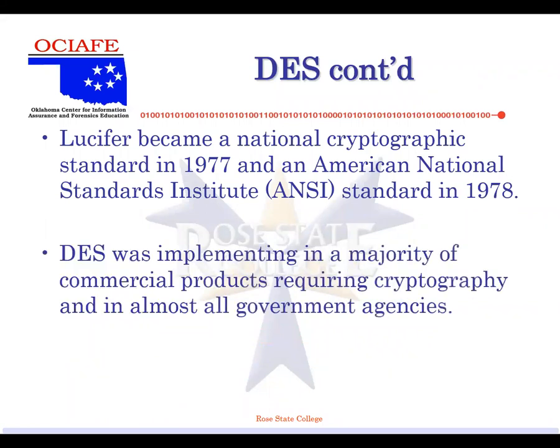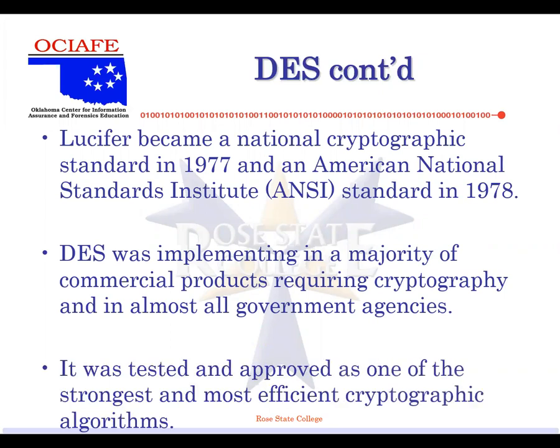It was implemented in a whole bunch of commercial products, and believe it or not, it's actually still used today. We'll see more about that. It was tested and proved one of the strongest and most efficient cryptographic algorithms. I mean, think about it. The Caesar cipher was considered awesome. The Vigenere cipher was unbreakable for 300 years. Compare the Vigenere cipher with this. I mean, this is amazing.